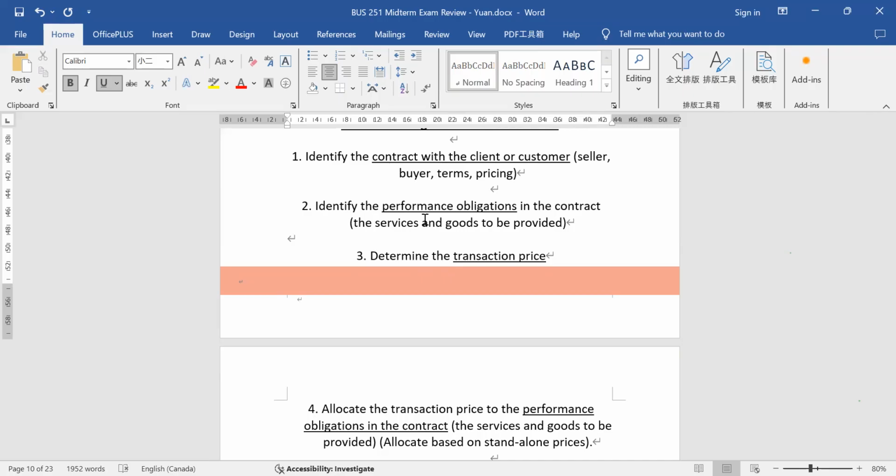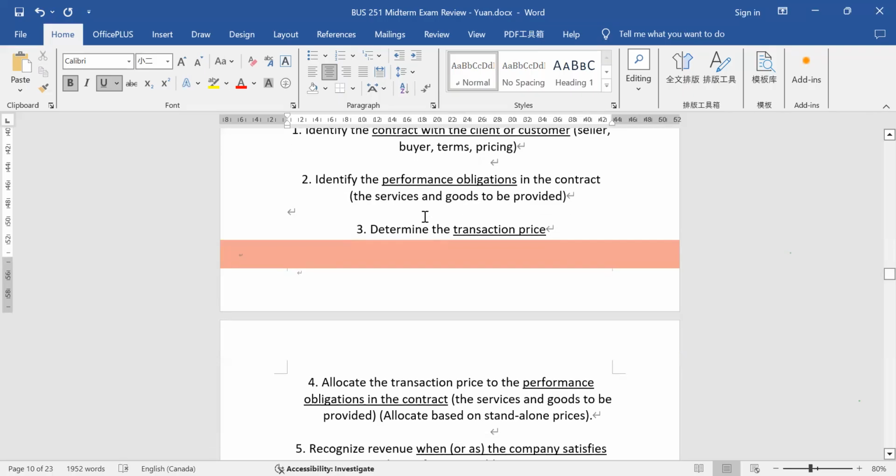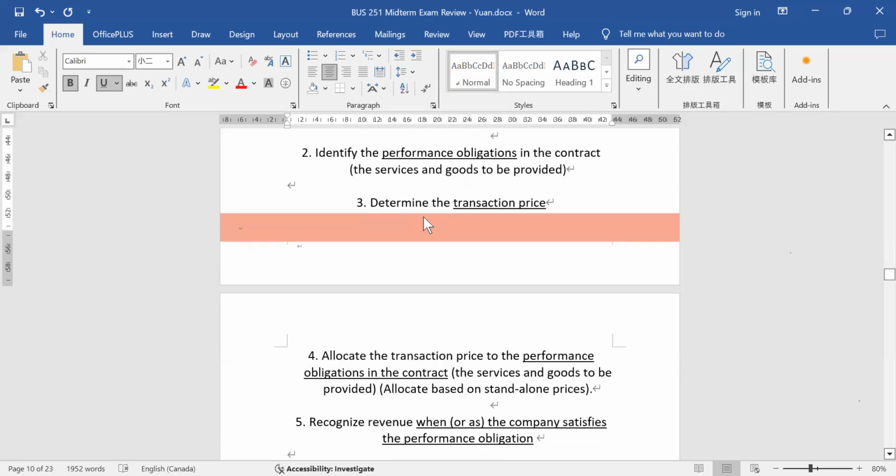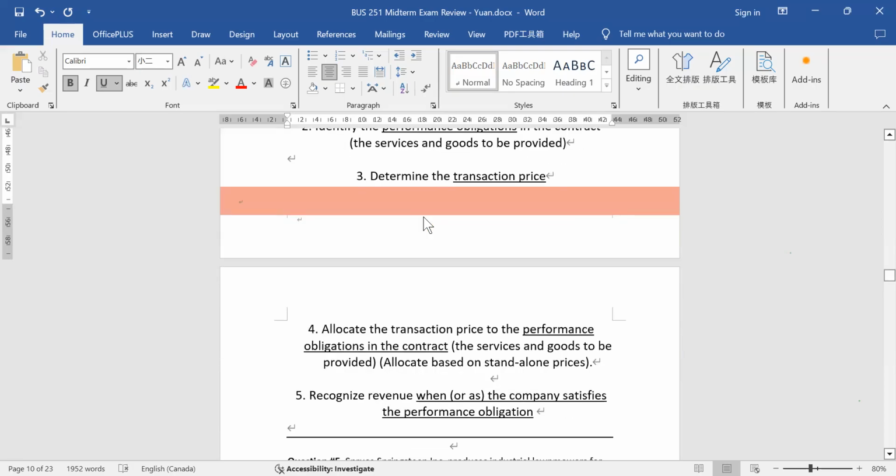Then it's two performance obligations. One is to deliver the car, another is to provide the insurance service. So you have to identify the performance obligations. And then the third point is to determine the transaction price.